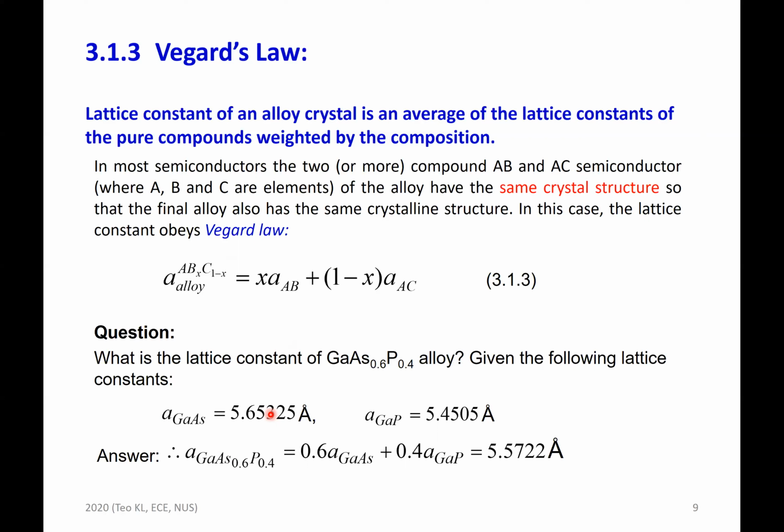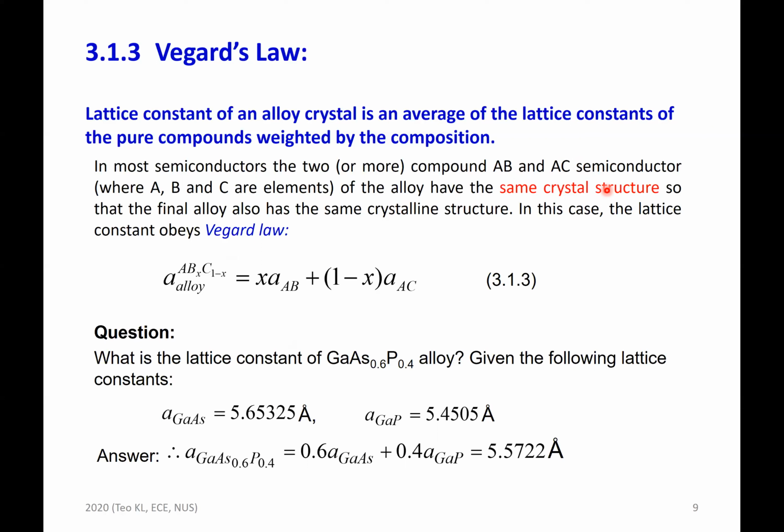So, for example, in semiconductors, let's say you have a compound AB and another compound AC, where A, B, C are elements in the periodic table. And let's say compounds AB and AC have the same crystal structure. So let's say gallium arsenide and aluminum arsenide have the same crystal structure, or gallium arsenide and gallium phosphide have the same zinc blende crystal structure.